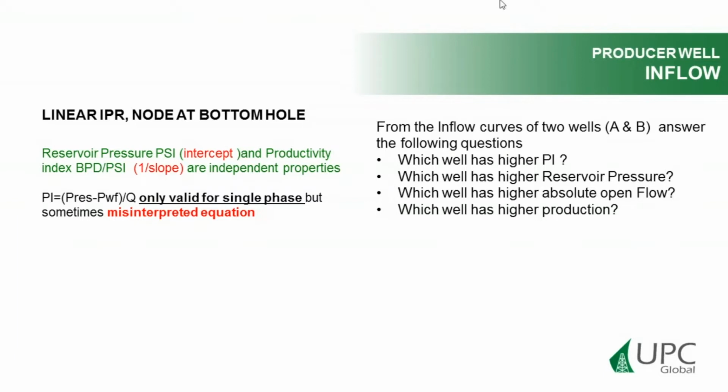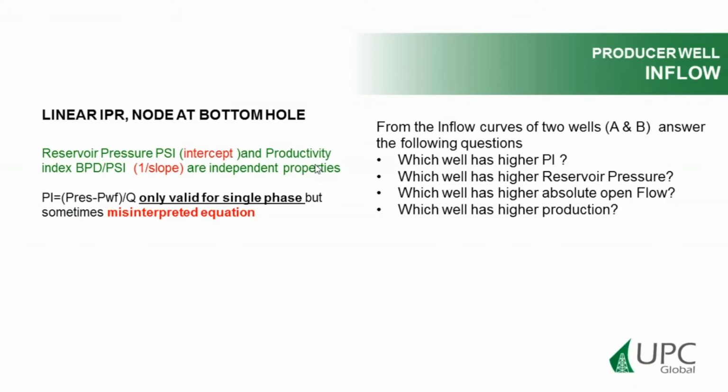So let's see one of the most commonly misunderstood points. Let's start with the linear inflow performance relationship with the node at bottom hole. The reservoir pressure is the intercept on the y-axis, and the productivity index is the slope, or the inverse of the slope, and they are independent properties.